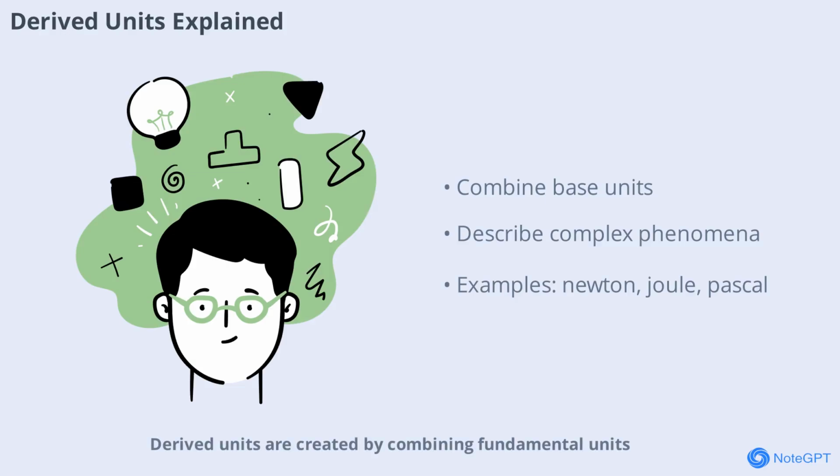Derived units are created by combining fundamental units according to the rules of mathematics and physics. For example, speed is measured in meters per second, which combines the fundamental units of length and time. Other examples include newtons for force, joules for energy, and pascals for pressure. These derived units allow us to describe more complex physical phenomena, building on the foundation provided by fundamental units. Let's explore some common derived units and how they're constructed.